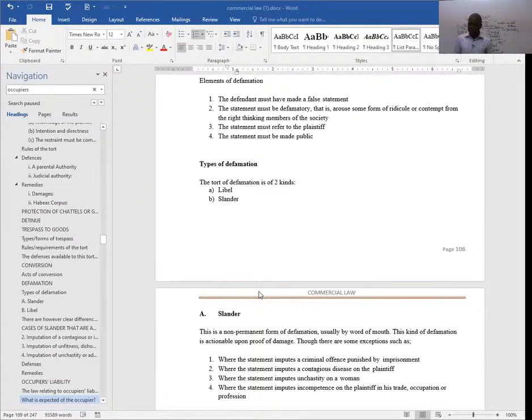This kind of tort is only actionable, it can only be brought before a court of law, in case there is some form of proof of damage. So you must be able to prove that there was damage or an injury caused to the other party, the plaintiff, before you can bring before the court of law an action known as defamation by slander. Although they are saying in exceptional circumstances, there's no need to prove there was damage. You can always bring a case before a court of law, for example, in a case where the statement imputes a criminal offense punishable by imprisonment.